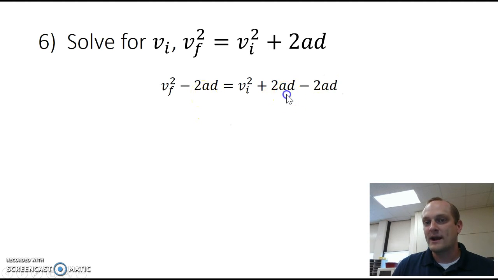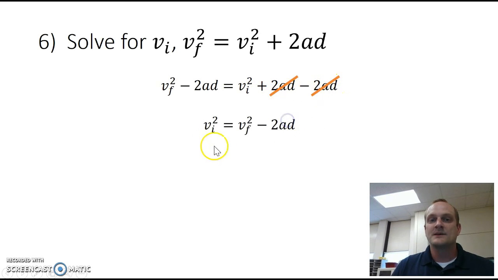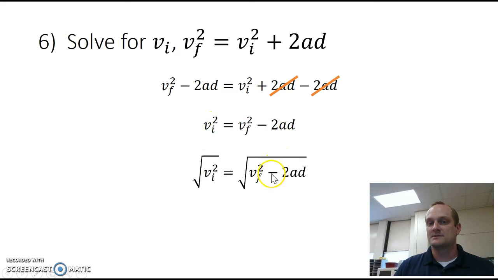What that does, on the right-hand side, those two 2ad terms cancel. Plus 2ad, minus 2ad, those two things go away. So now I've got vi squared equals vf squared minus 2ad. Square roots will undo a square. So I want to square root both sides. Okay, if I square root the left-hand side, the vi squared and the square root will cancel, but then I have to square root the entire other side.